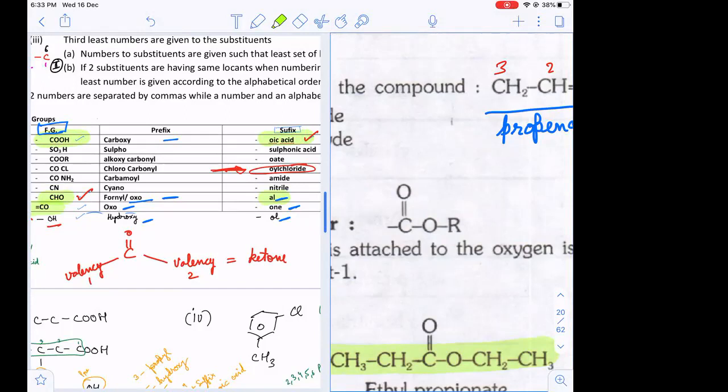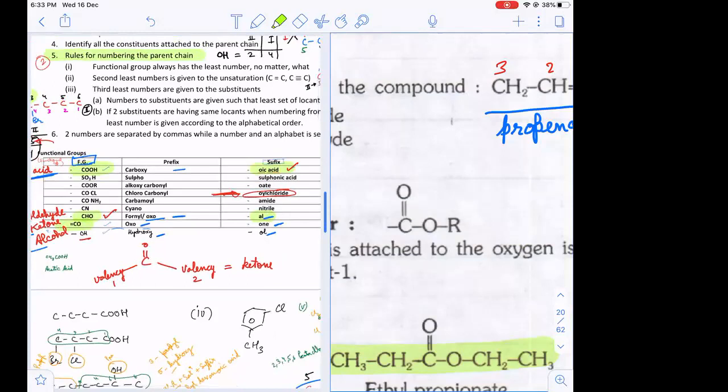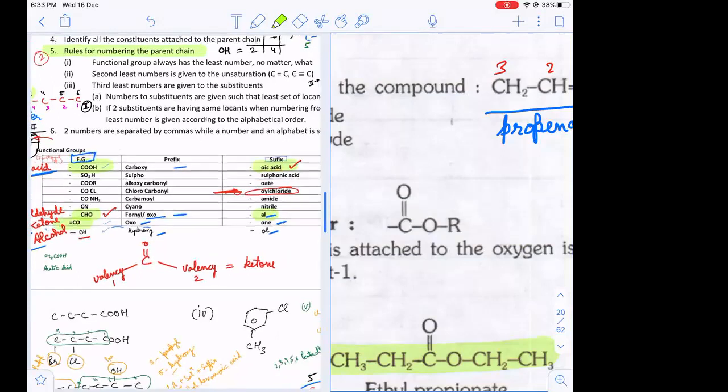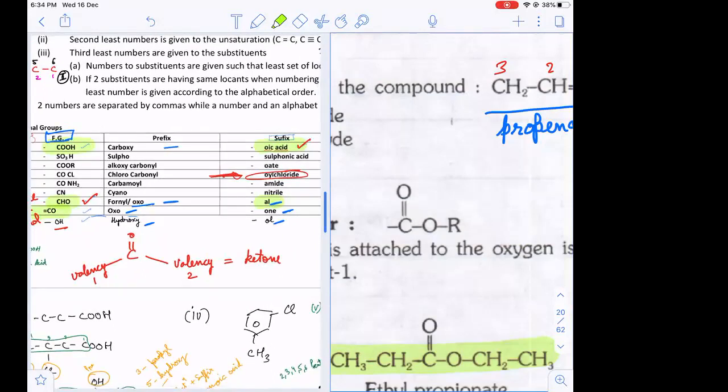It is COO, and this is an ester. Yes, sir. Sir, pentanoate. Ethyl propionate.